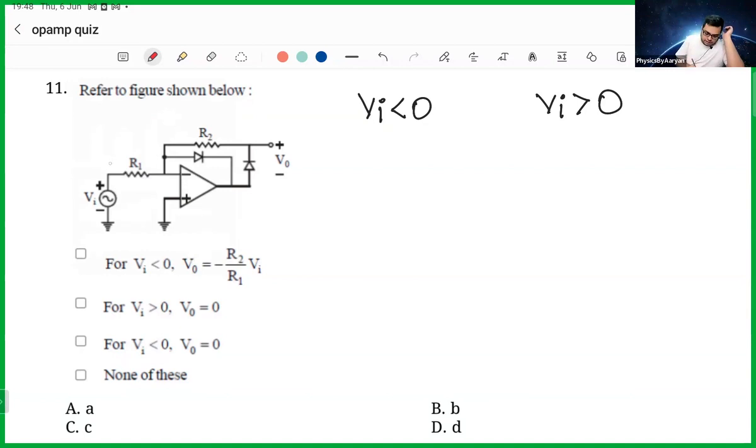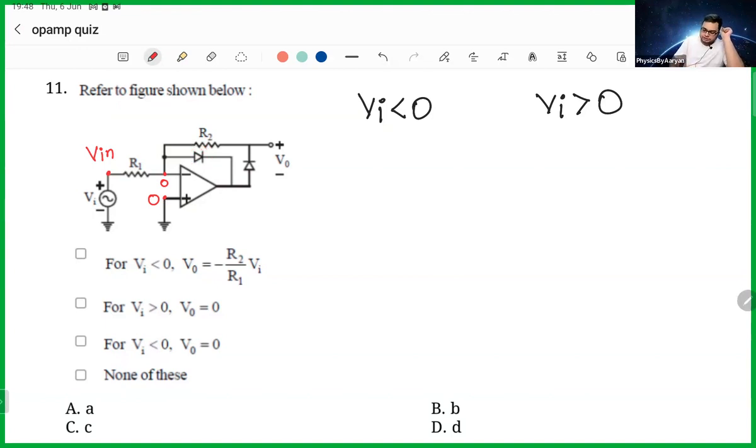At this point, the V input is a voltage. And this point always remains at 0, because if this is ground, then the upper point is also ground because of the principle of virtual ground. So whether this diode is reverse biased or forward biased is not going to be decided by this 0, because this is always going to be 0. Okay. Now let's think about it.